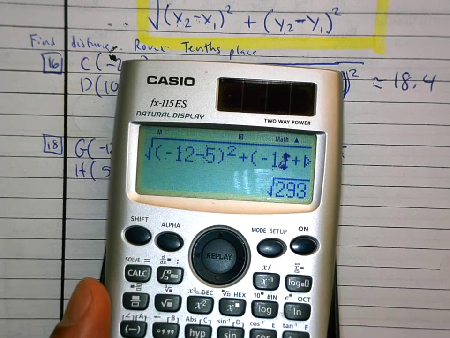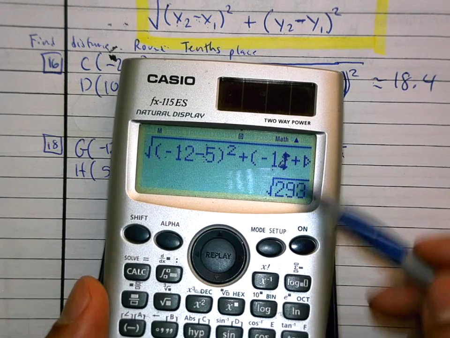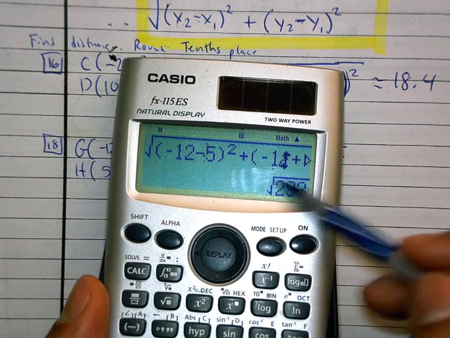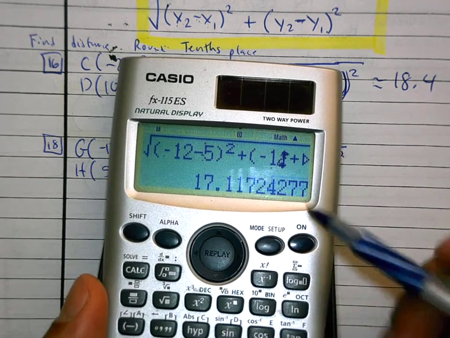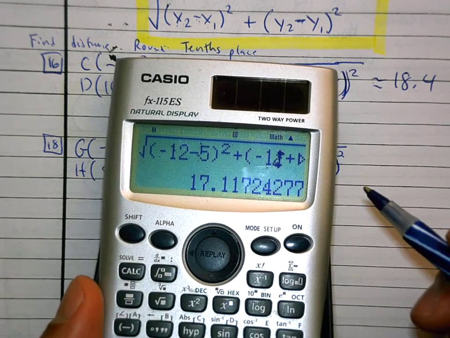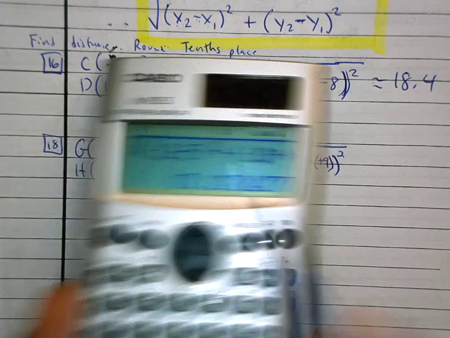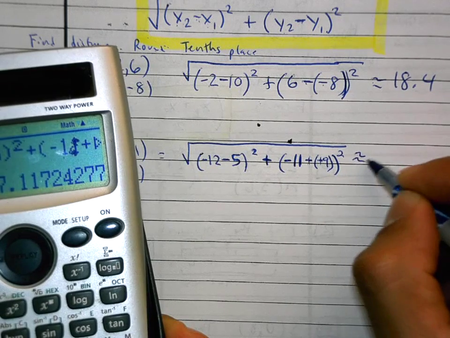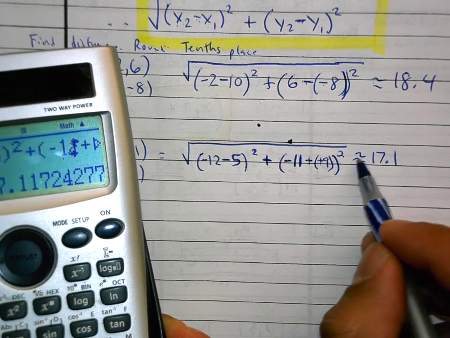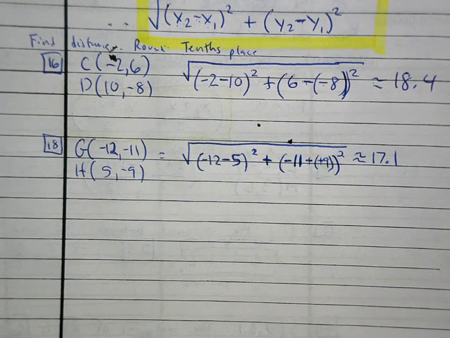Calculators are going to give this in a radical form. Don't freak out about that. That's a Math 2 concept. We're going to switch it to a decimal and round to the nearest 10th place. 17 point what? 1. And I put a wavy line. The wavy line means approximately 17.1. That means I'm rounding. I'm going to stop your notes right there.